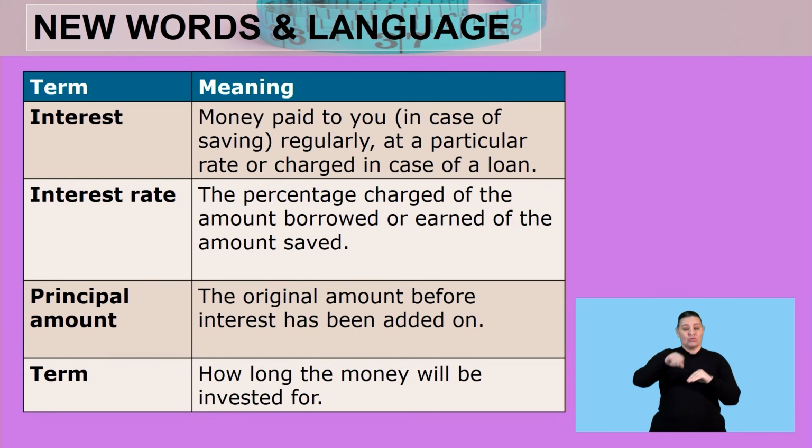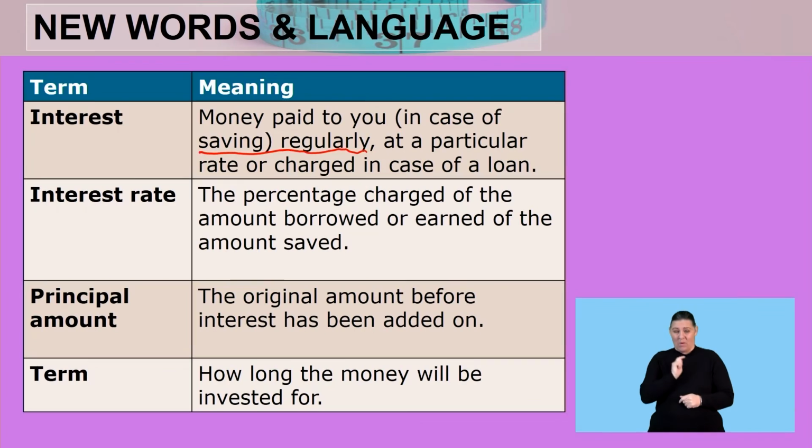So, the new words and language for today, terms and of course their meanings. We start with interest. That's money paid to you in case of saving regularly. That's a good thing, to earn interest. Or at a particular rate, or charged in case of a loan, which is not really a good thing. Remember, when you borrow money from a bank or institution, usually you are charged interest. So let's say you borrow 10,000 Rand, at the end of it all, you pay back 11,000 Rand. That additional 1,000 Rand, that is interest that you're paying back. Not always a good thing.